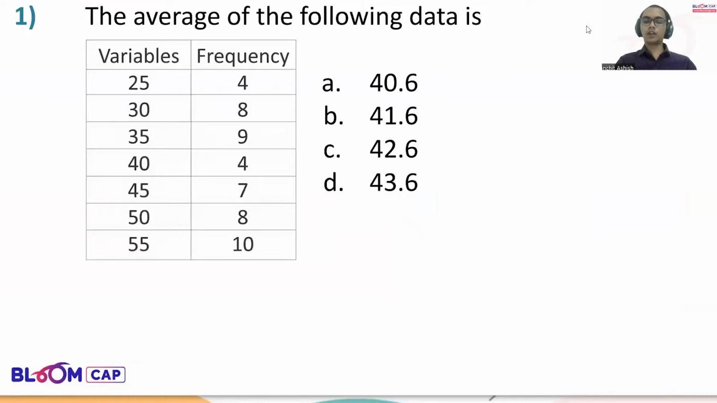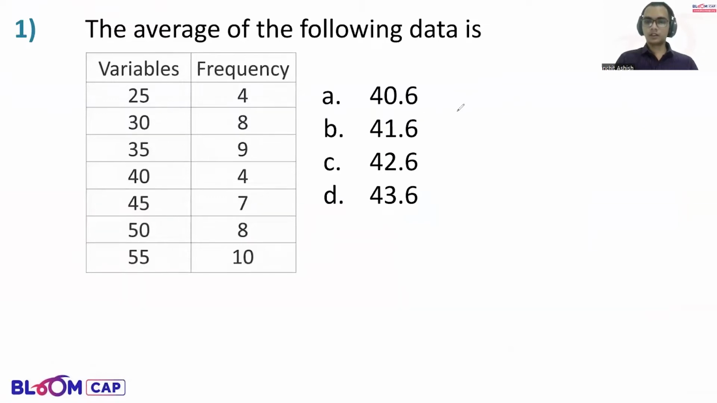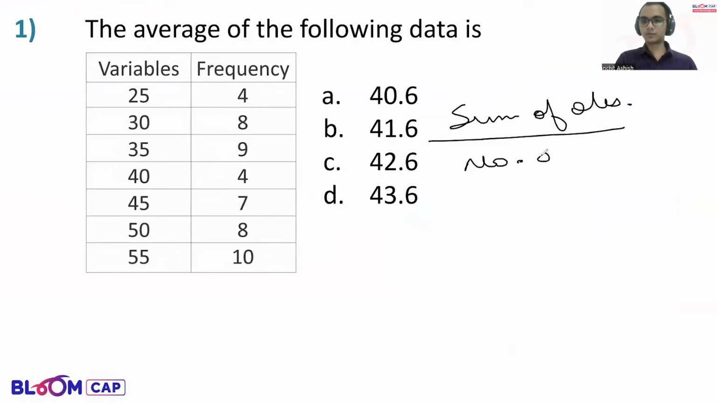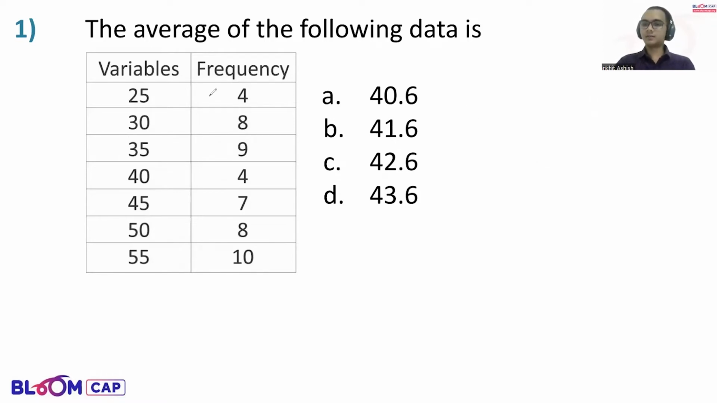The average of the following data is. Now, what is average? Average is defined as the sum of observations upon the number of observations, right? Now, in this case, there are variables and frequencies. Variable means what is the number, and frequency means how many times that variable was in the data set.